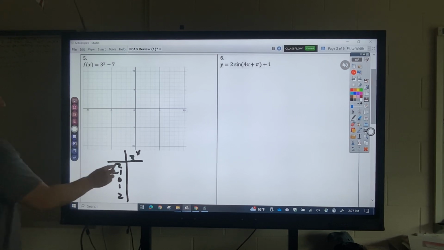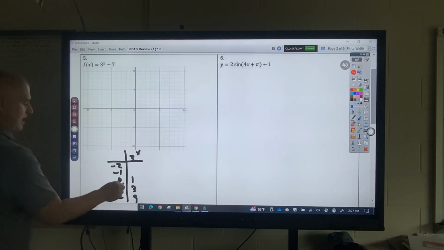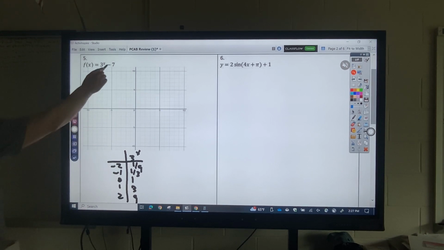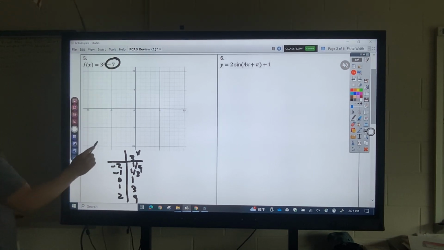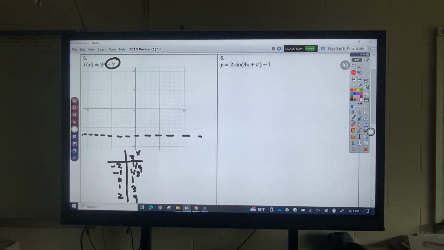x, okay? 3 to the 0 is 1, 3 to the first is 3, 3 to the second is 9, 3 to the -1 is 1/3, 3 to the -2 is 1/9, okay? Now, what I have to do is I have to use my exponent. I have a horizontal asymptote when I have that at -7, okay? All right? Now, there's nothing to solve for in there, so I'm good.